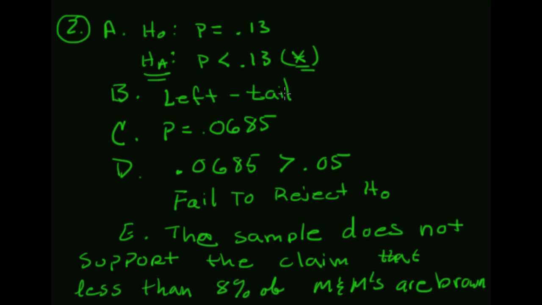All right, let's look at problem number 3 in this set. In the third problem here, we have a claim about adults and whether or not they prefer the window seat when they fly. All right, so we need the null and the alternate hypothesis here.